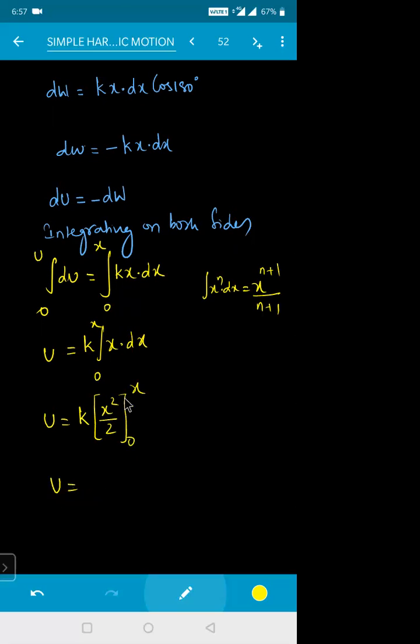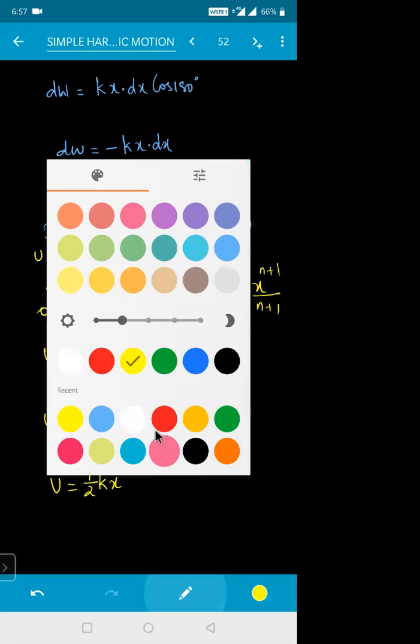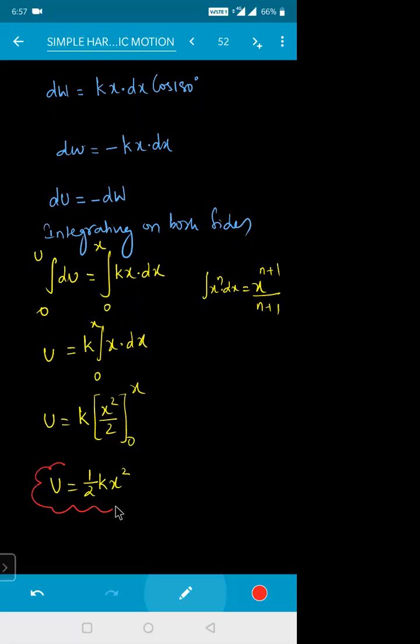So U is equal to, subtracting upper limit minus lower limit, in the place of x, x square, lower limit is 0 square divided by 2, it is 0. So U is equal to half into k into x square. So this is the potential energy of the particle. U is equal to half into k into x square.